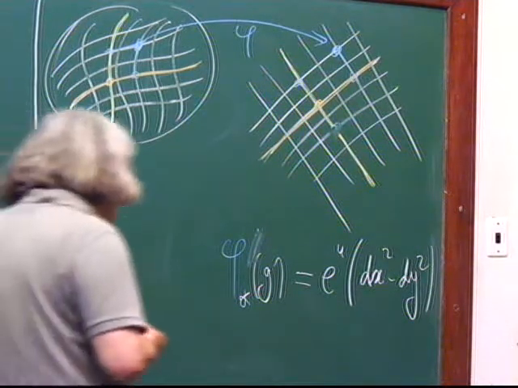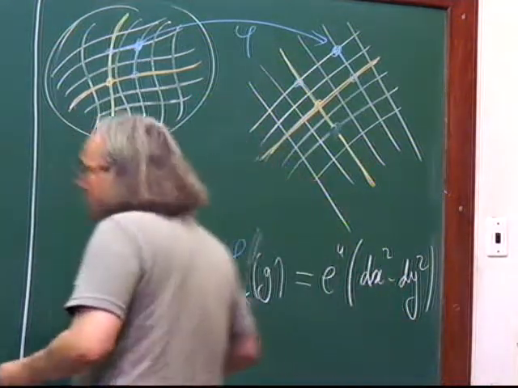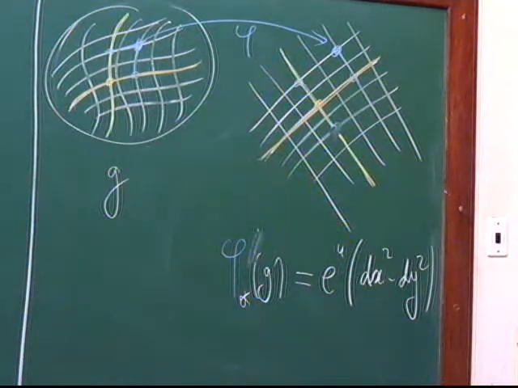Now, of course, the theorem of Gauss is not dealing with pseudo-Riemannian metrics. It is dealing with metrics. So how can we play the same game when the metric is definite positive? So there are no more isotropic directions anymore.